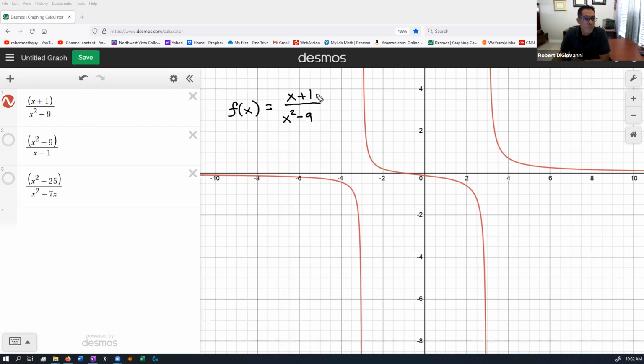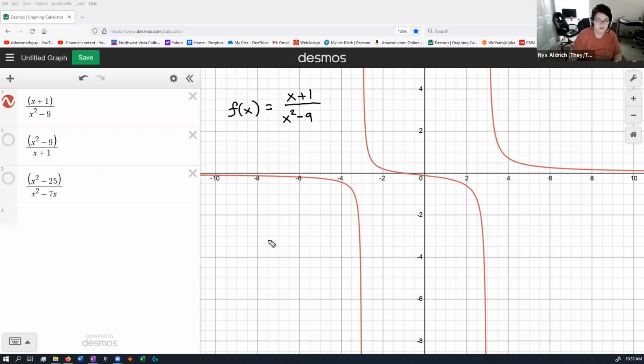Look at the numerator of this, x plus 1. If I asked you to set that equal to 0, what would be your answer? If I asked you what x makes this 0, what would you tell me? Negative 1, right? So I want you to go to negative 1 on the x-axis right now and tell me what you see. What do you see there at x equals negative 1?